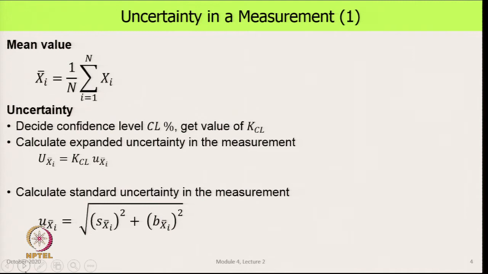How do we calculate the mean value? This is nothing but the arithmetic mean of all the observations. So, this xi is all observations of the variable xi. And like this, we have so many more observations for each variable. N is the number of observations.